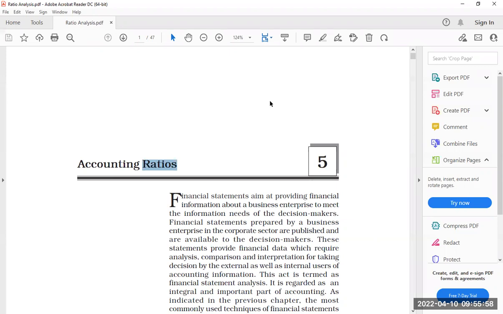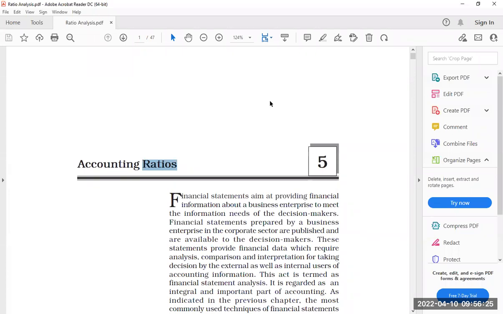Next one, fund flow statement. Fund flow statement. Then another one is cash flow statement. There are many. We are taking only very few and important ones. The last one is ratios. Accounting ratios. Last one, accounting ratios.